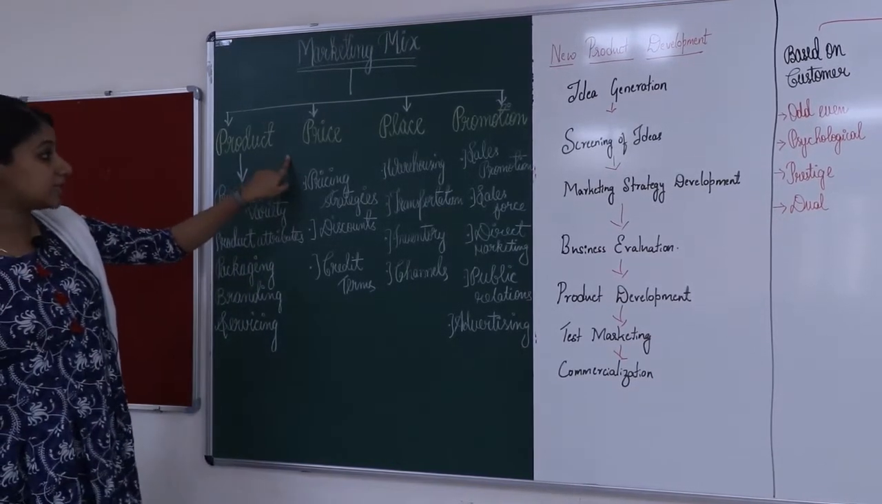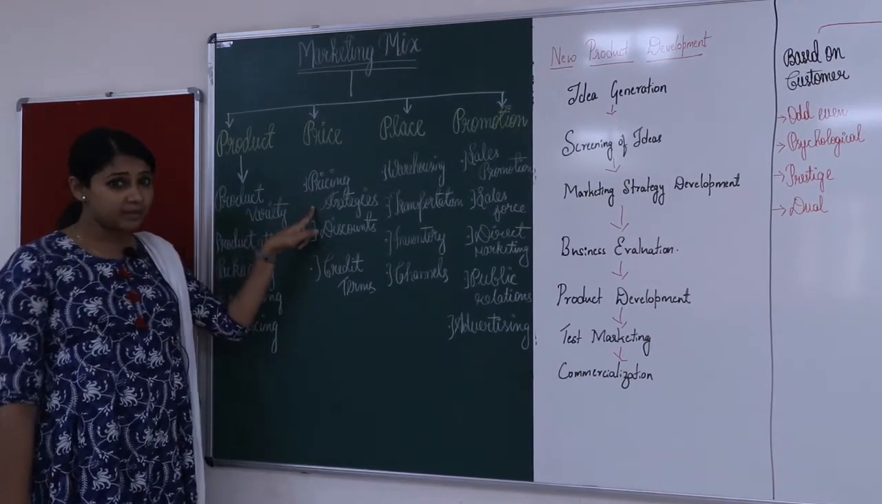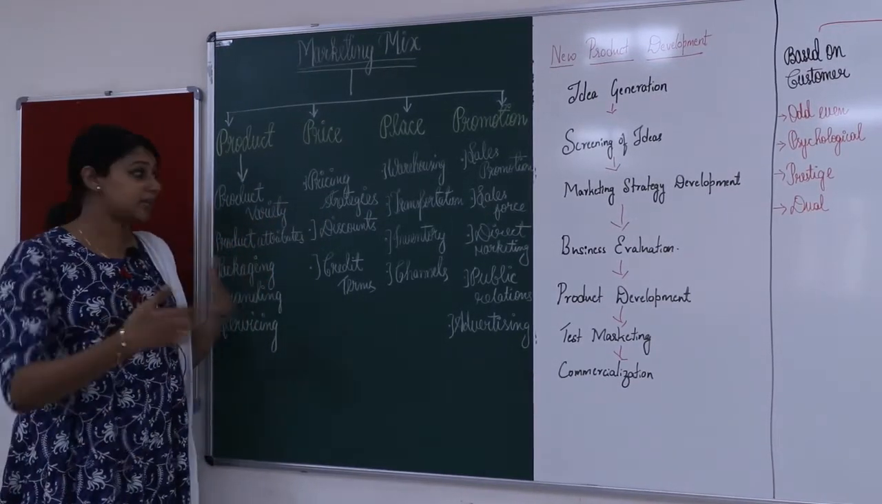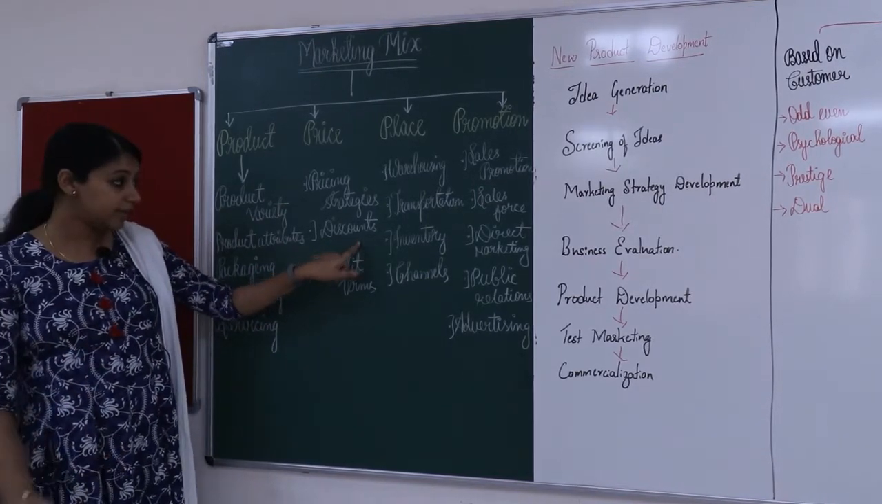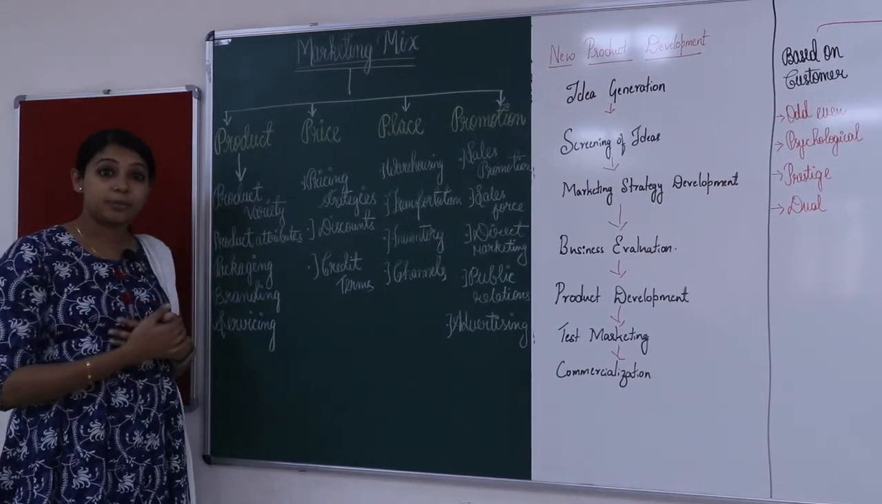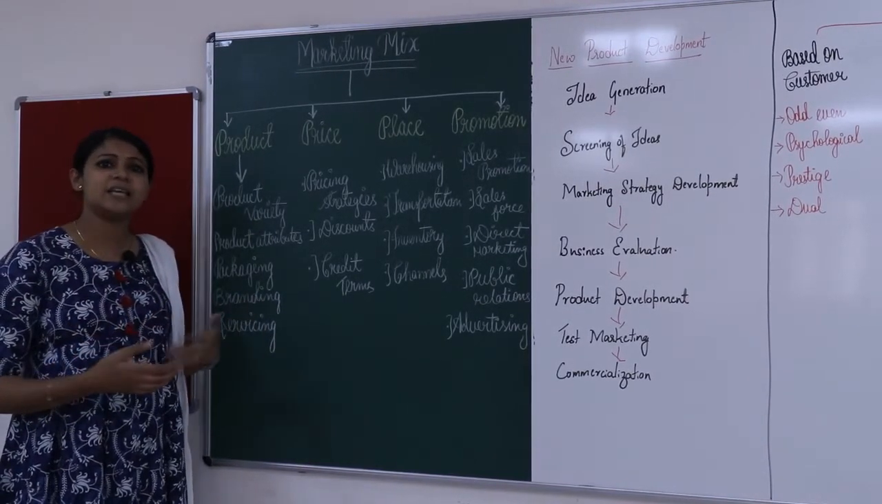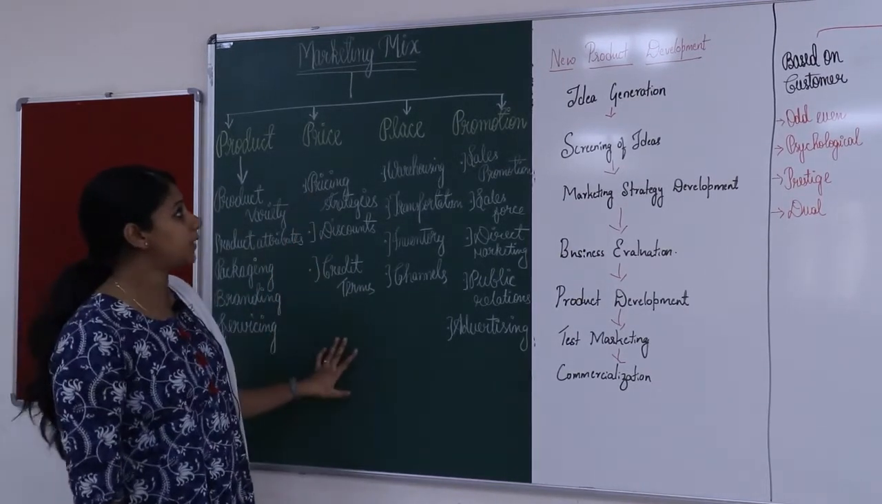Next is your price. Price includes your pricing strategy, like how much money I want to make out of it. There are different strategies to it. Discount, because of discount people will want to buy a product, okay. Credit terms is like how or when I have to make payment for this particular product. There are a lot of EMI options these days. So all that will come under your credit terms, okay. So this is your price.